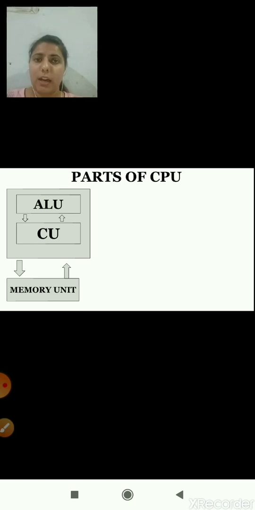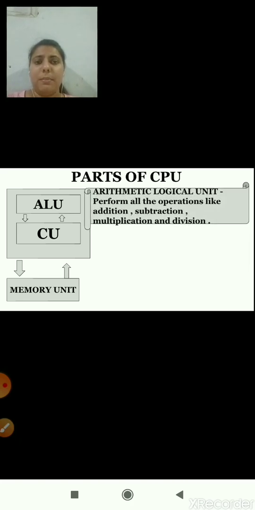ALU stands for arithmetic logical unit. It does all the calculation of mathematics in computer. Example: addition, subtraction, multiplication, division, and all the questions of logical and reasoning. Perform all addition, subtraction, multiplication and division.